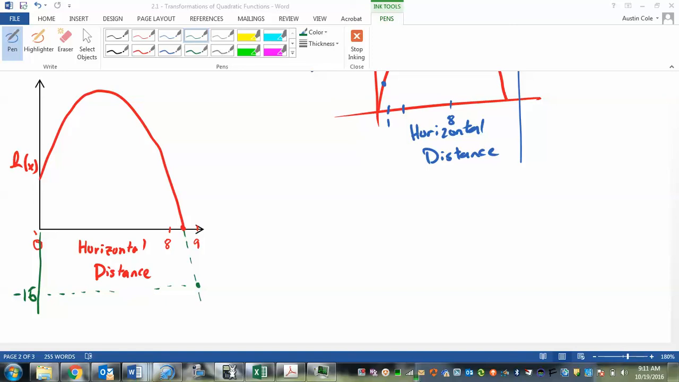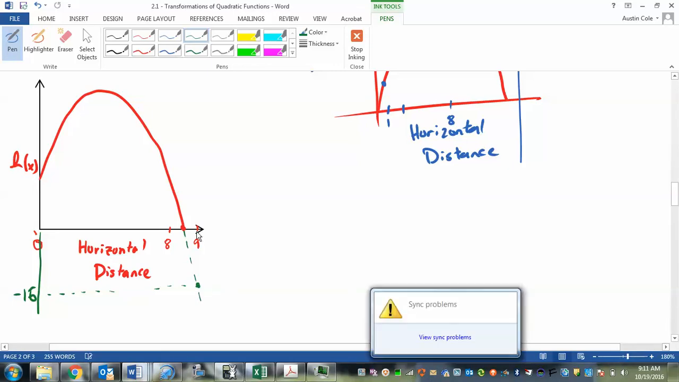But here's the question, guys. Is this at negative 16? Yeah. And don't we want this point to be right here? We want to go up 16 units.